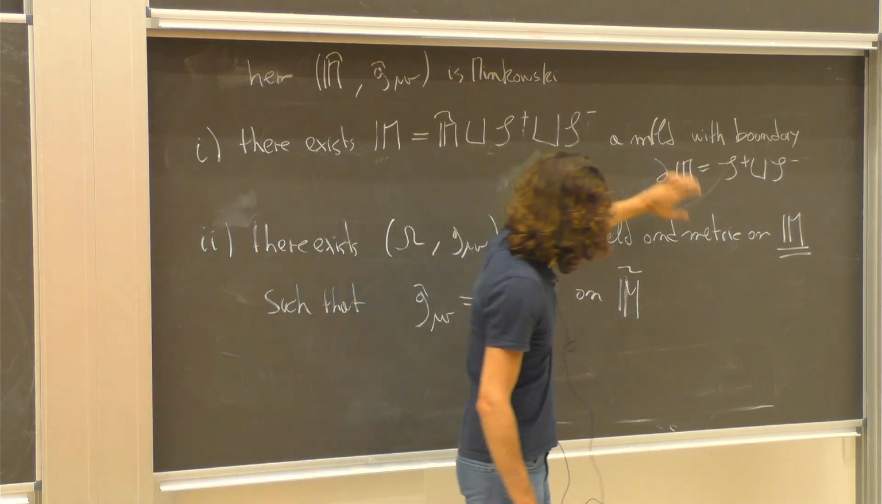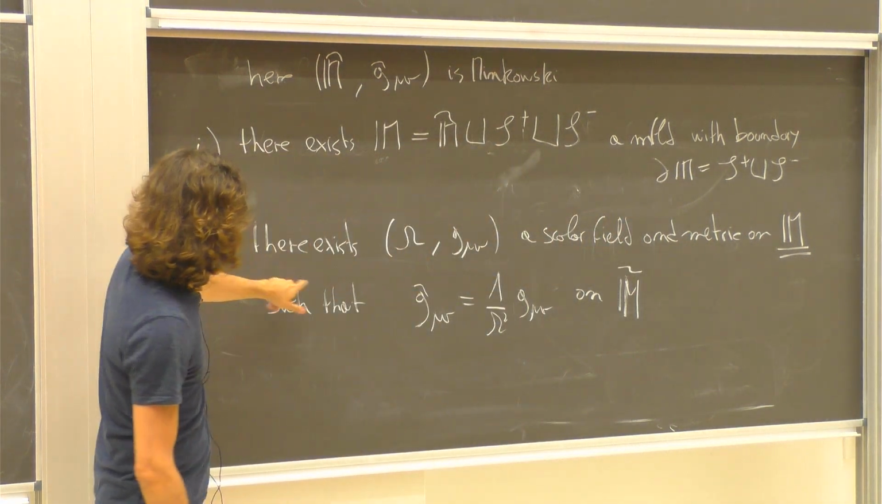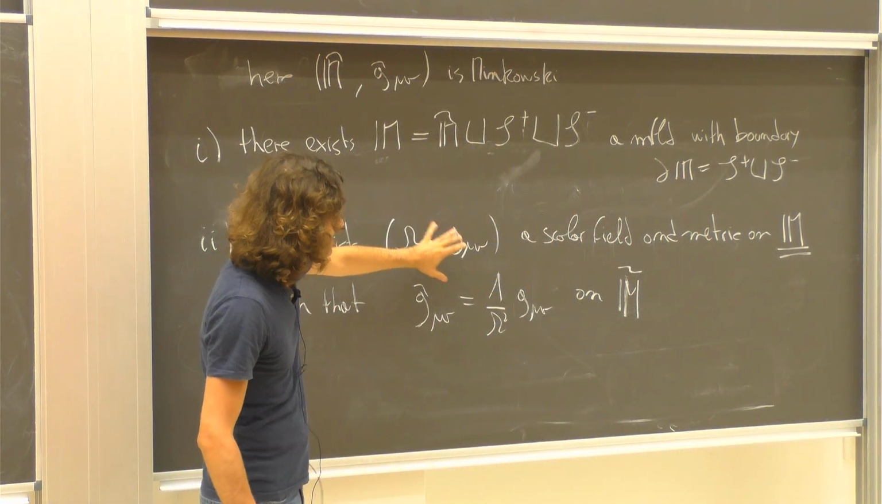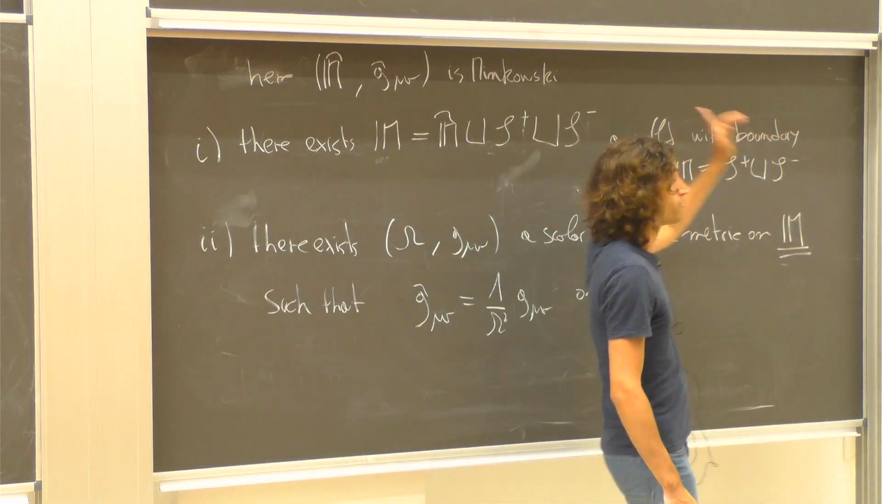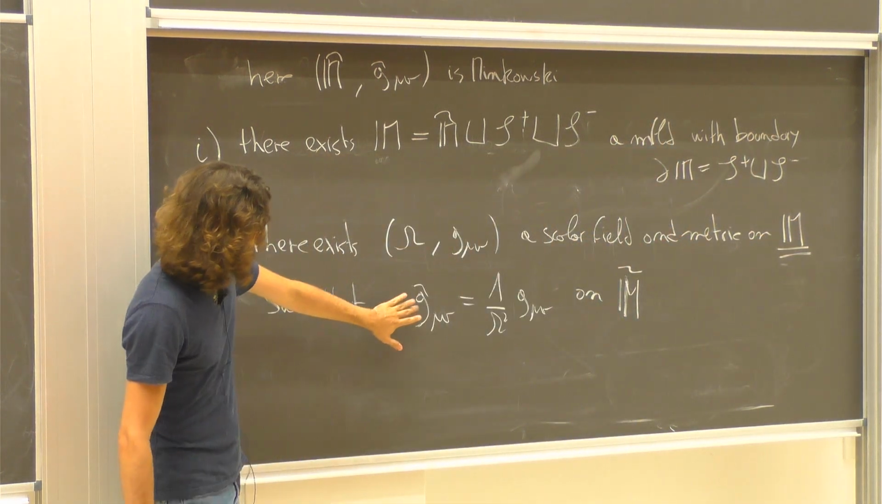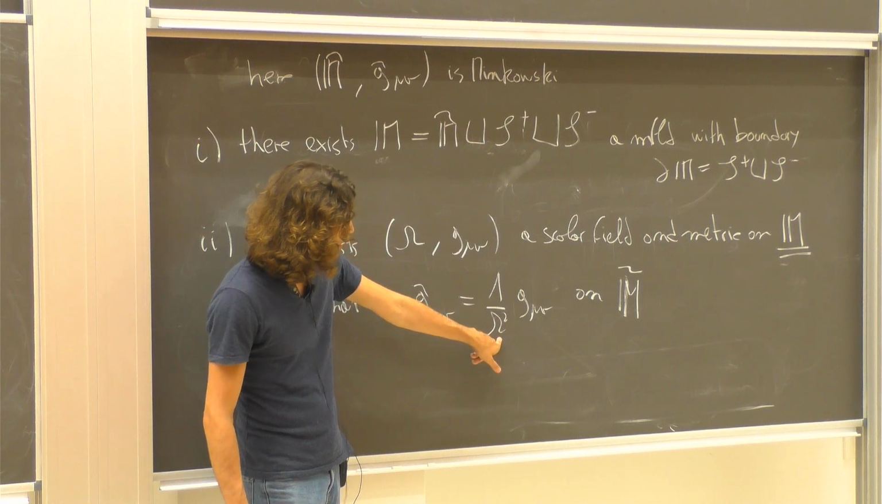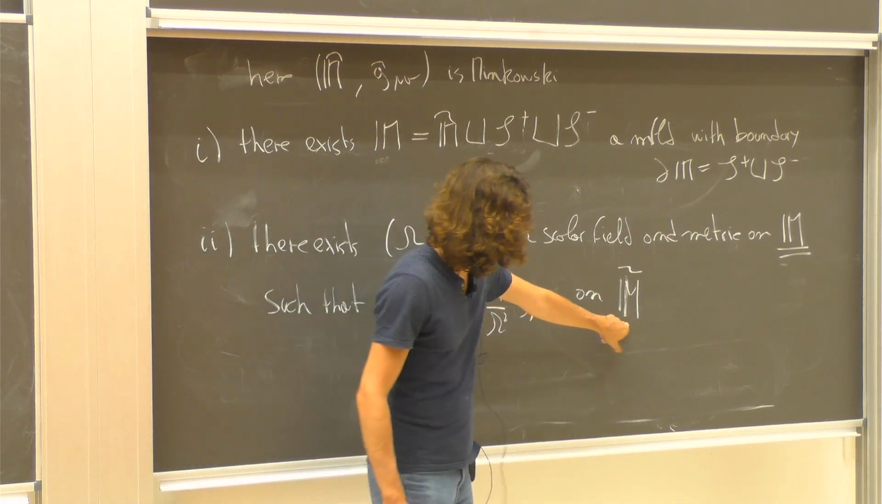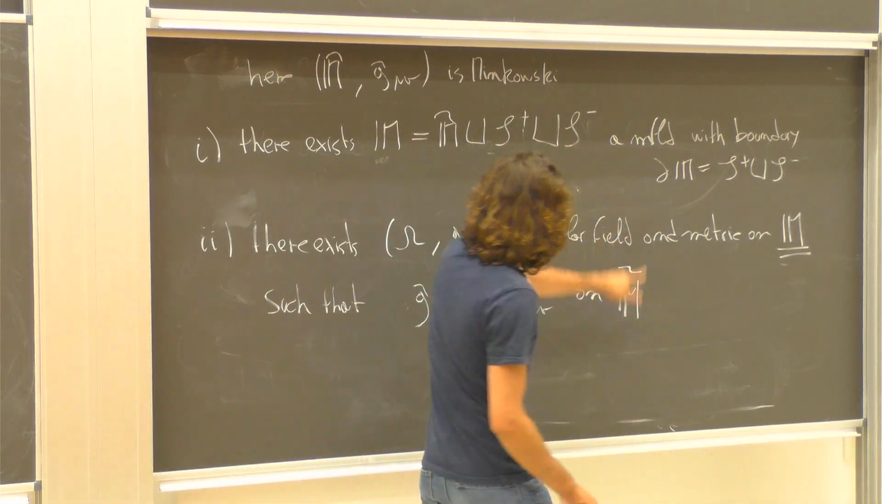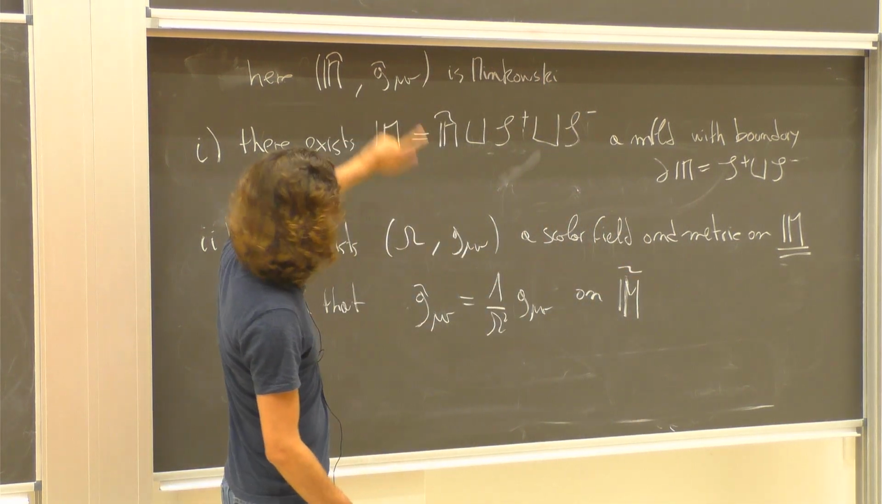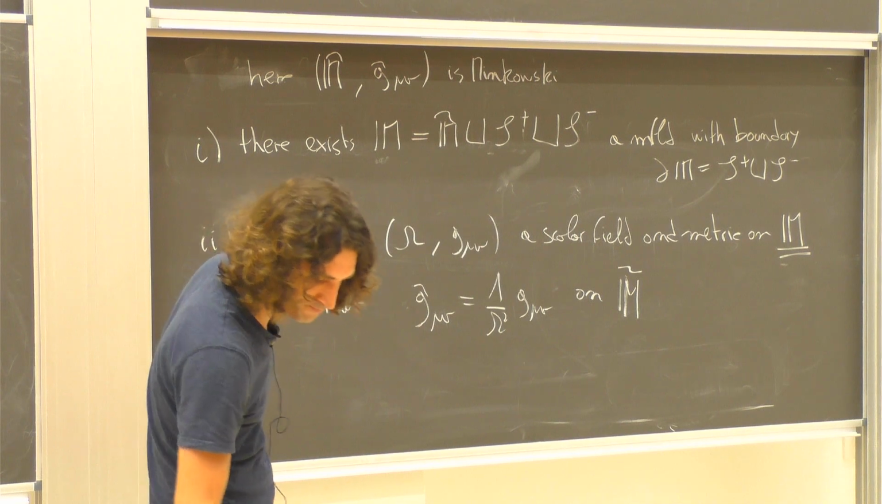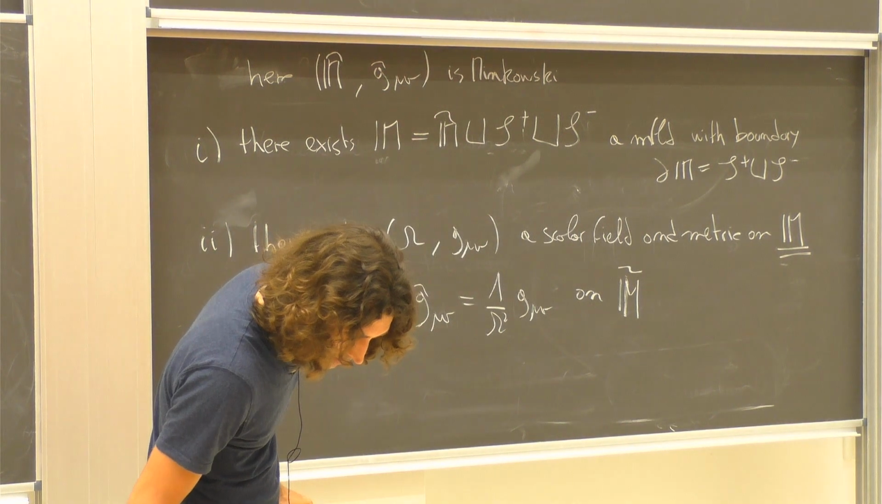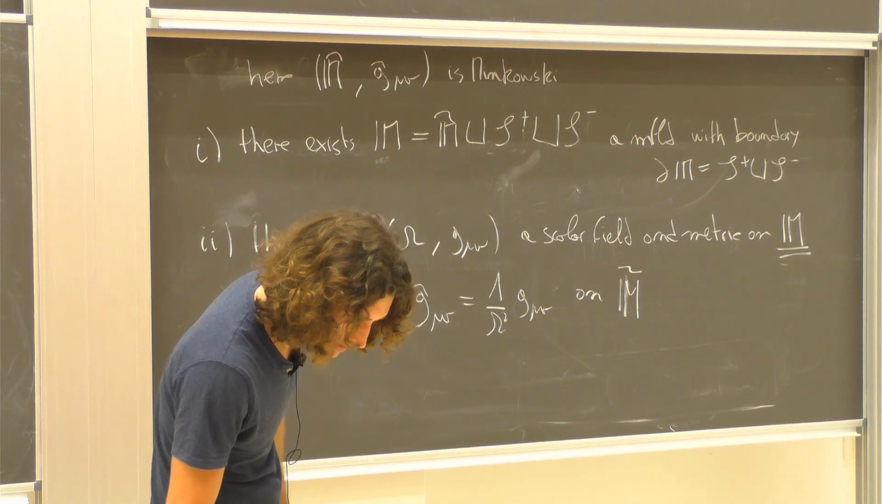The boundary we call scri. It has two components. There exists a scalar field and G mu nu. These are defined on M, so on the manifold with boundary, such that when we take the ratio of the two, well, the ratio cannot be defined on the boundary because this is blowing up, but this is defined on the interior. The interior is Minkowski space, and we recover the physical metric.